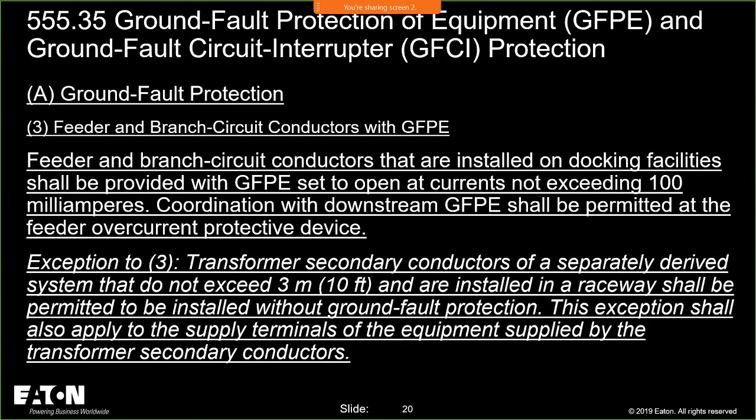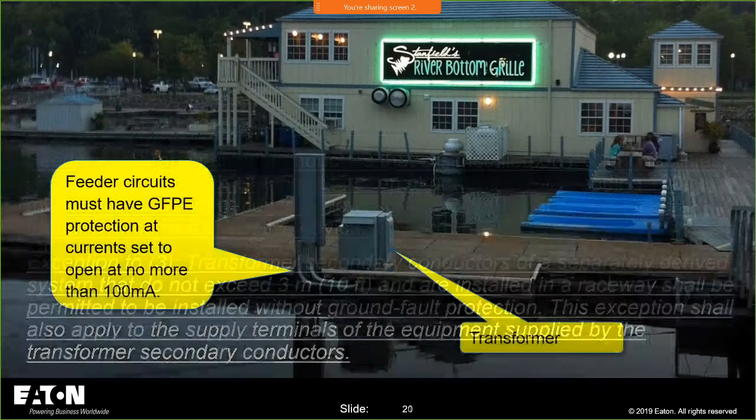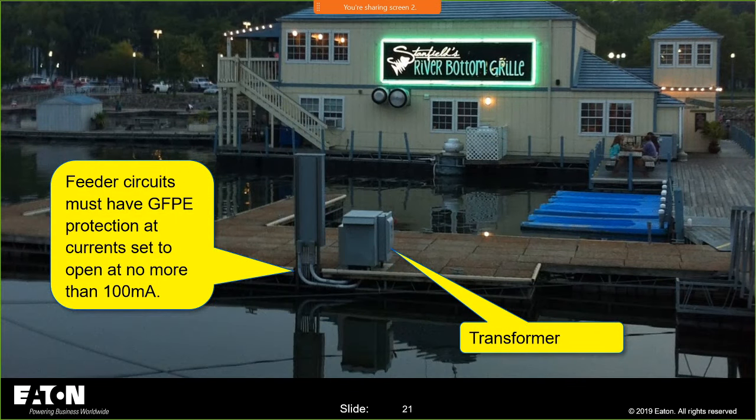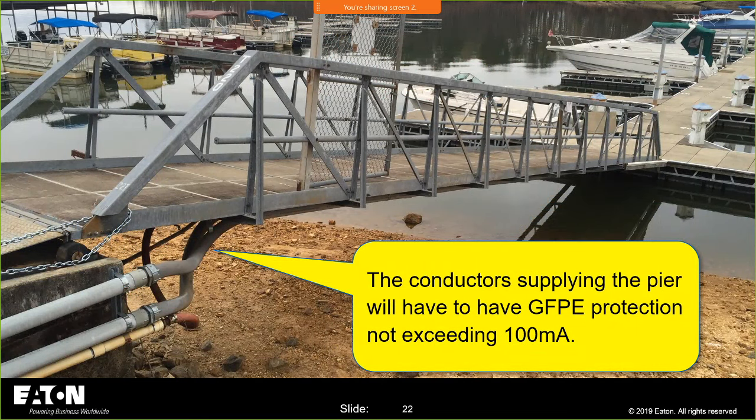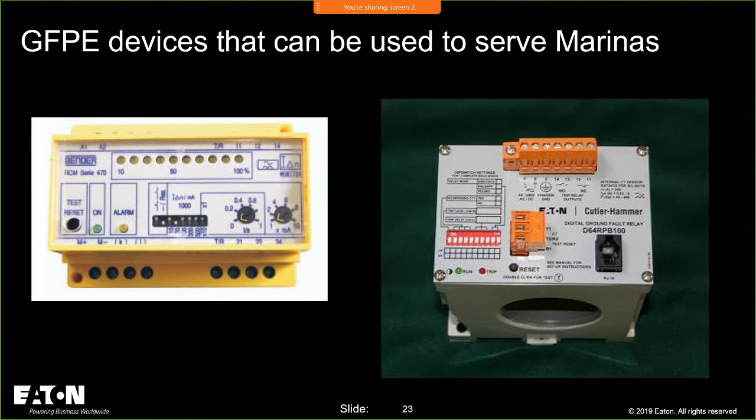So feeders and branch circuits, again, that's where your 100 milliamp is in marinas these days. You're at 100 milliamps going out to a feeder. You know, we're allowed to put transformers out there. There's nothing that says you can't put a transformer on a boat dock, floating dock. But those feeders are going to have GFPE protection at 100 milliamps. Those feeders that go out there, they're all going to have 100 milliamp GFPE protection. These are the types of devices that you'll see given GFPE protection.